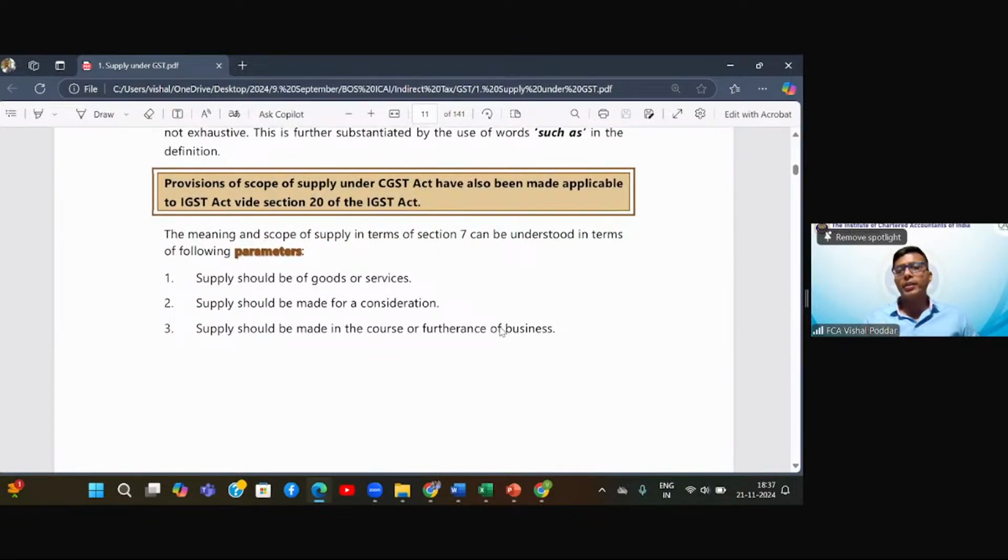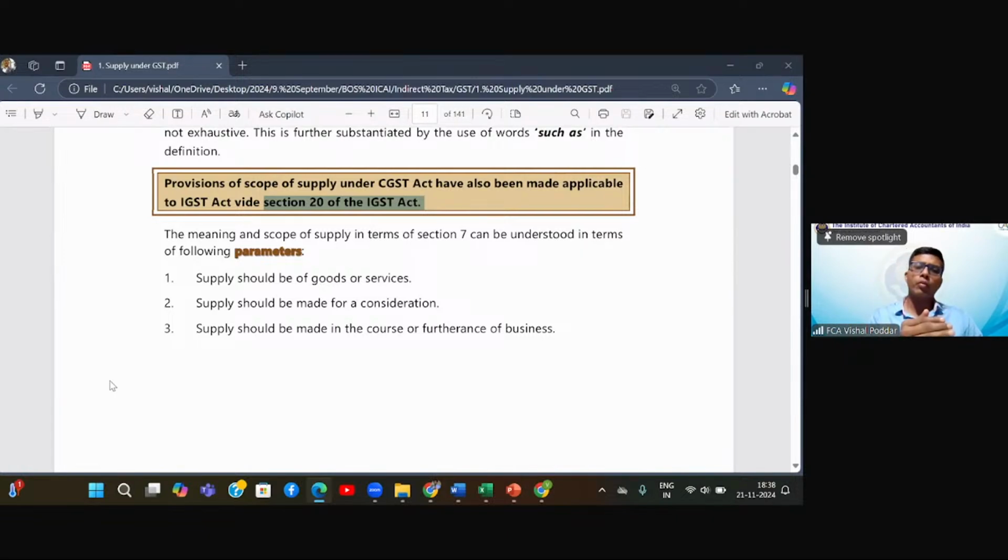Then we go to the detailing of supply, whatever we discussed. As you can see, we discussed this also in the last lecture. In the IGST Act, everything is not repeated. So whatever you are studying in the CGST Act, in general, applies to the IGST Act automatically. How? Through Section 20. Section 20 of the IGST Act gives a list of various things like supply, registration, input tax credit, etc.